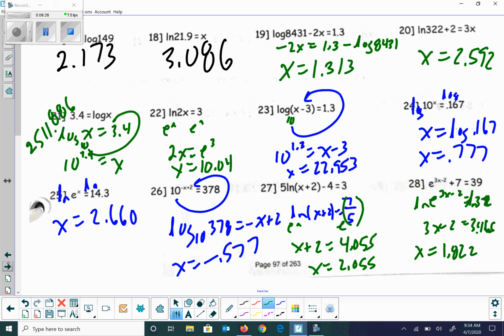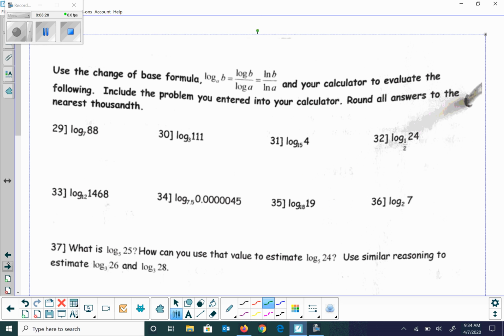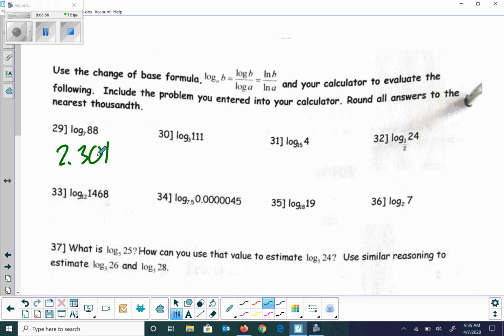And next page. We're going to use the change of base. Some of you might have the change of base under calculator, which is under math. The math button is underneath the second, the alpha, there's math, and letter A is log base. So some of you might have that. If you don't, then just do log 88 over log 7. And it comes out the same answer. So I get 2.301.